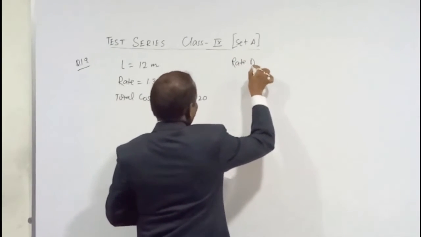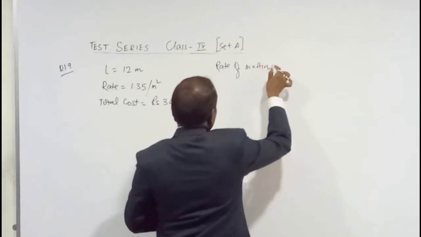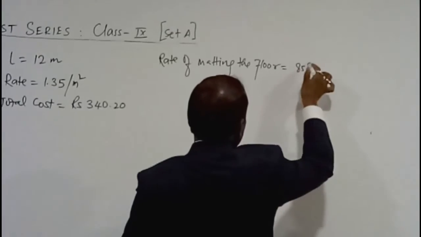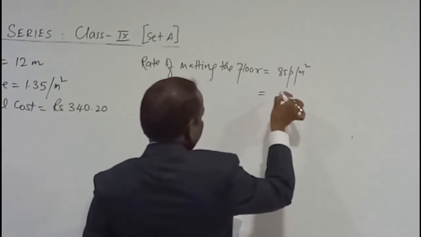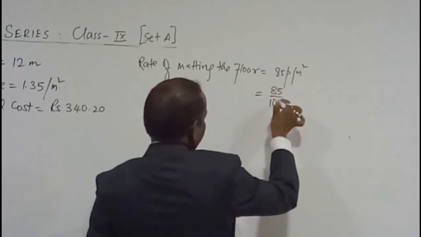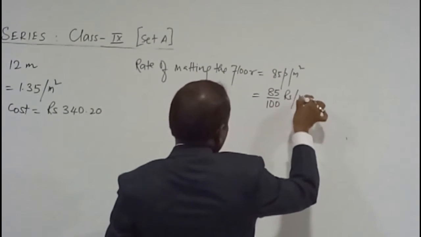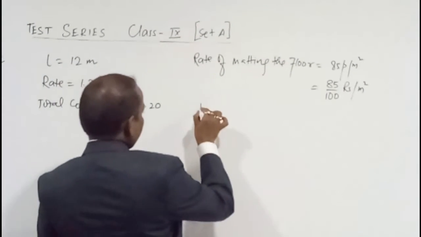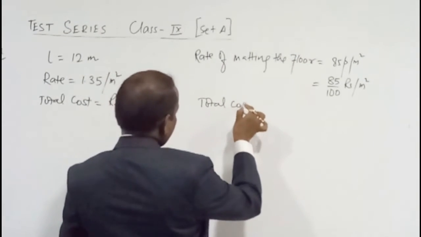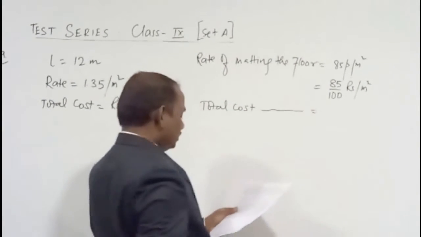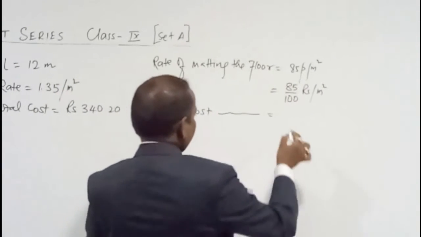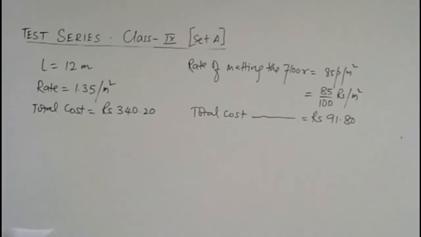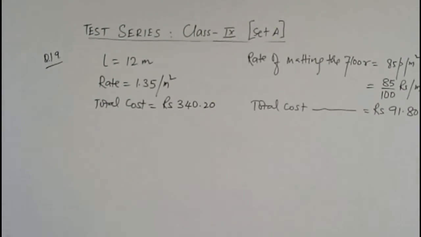So second part है rate of matting the floor is 85 paise per meter square. This can be converted into rupees 85 by 100 rupees per meter square, and also the total cost is given. So total cost of matting the floor is given as rupees 91.80. Now students, we have been told to find the height of the room.